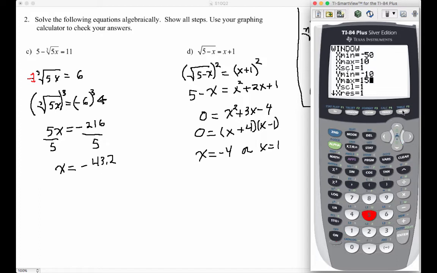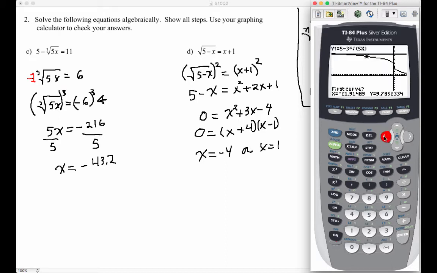Okay, once I've set those windows, let's go ahead and graph this. There's our cube root function coming in, and there's our horizontal line. And it looks like right around here, we've got a point of intersection. You can see where it passes back up and gets bigger again. So we're going to do a second calc, number 5 for intersect. Let's get our little Frogger guy over as close as we can to the point of intersection here. First curve, second curve, best guess. Hey, lo and behold, look at that, negative 43.2, just like we got algebraically.